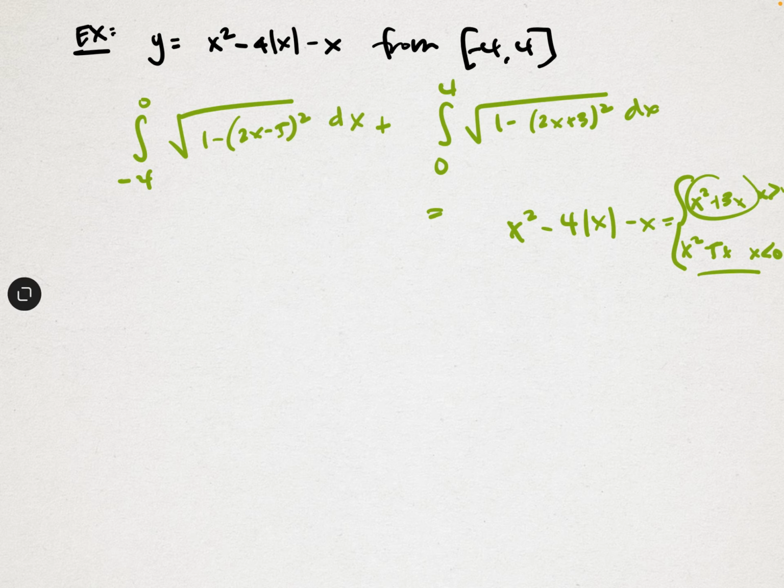So if we're doing math 9 from negative 4 to 0 of the square root of 1 plus parentheses 2x minus 5 squared dx, and then we add the second part, which is the integral from 0 to 4 square root of 1, oops, this should be a plus, square root of 1 plus parentheses 2x plus 3 squared dx.